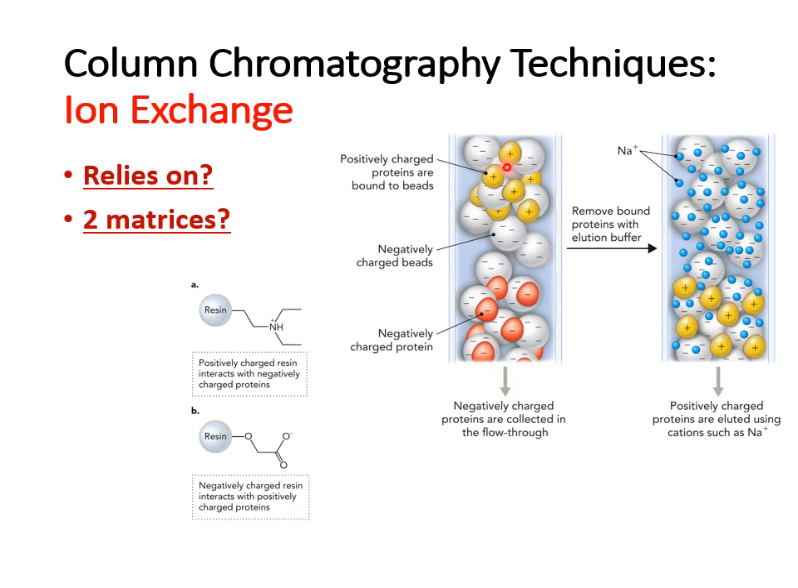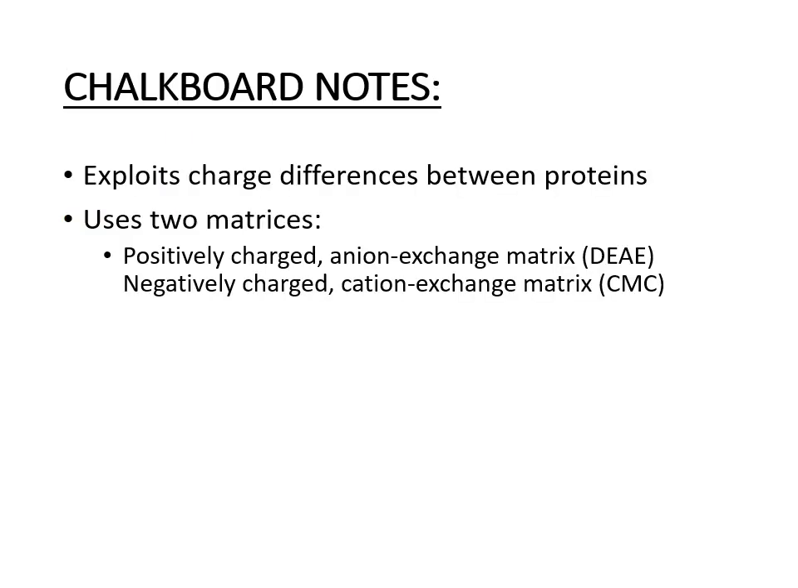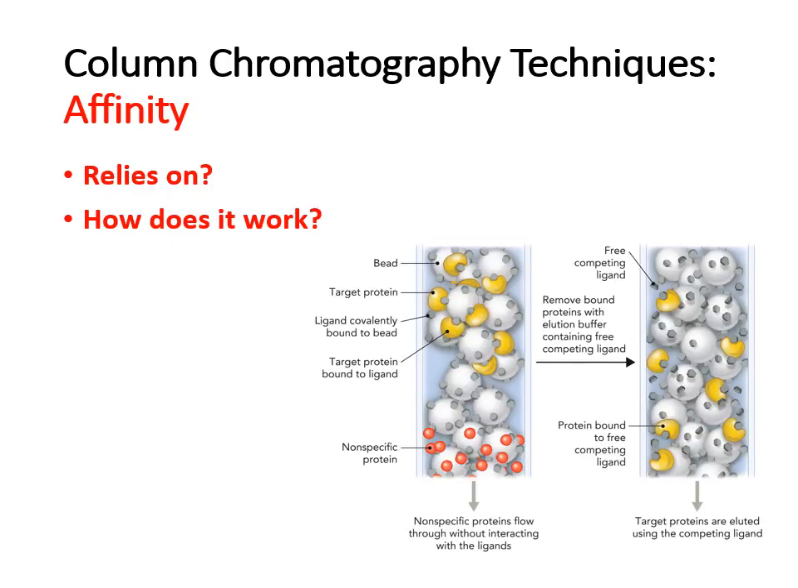But you'll notice that you have the charge on the beads, and that will attract the particular protein. And then they use an elution buffer to saturate those beads and elute out, remove the currently bound protein. The next one is affinity column chromatography.